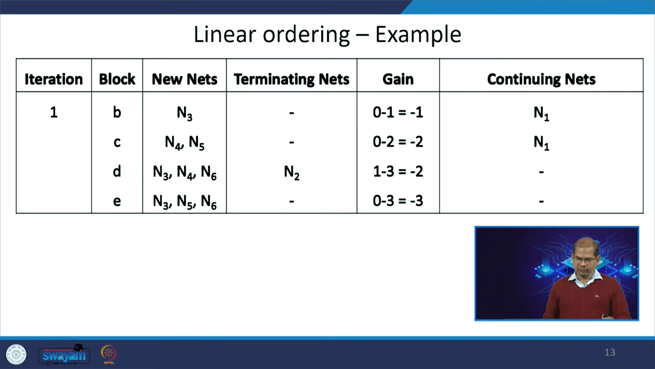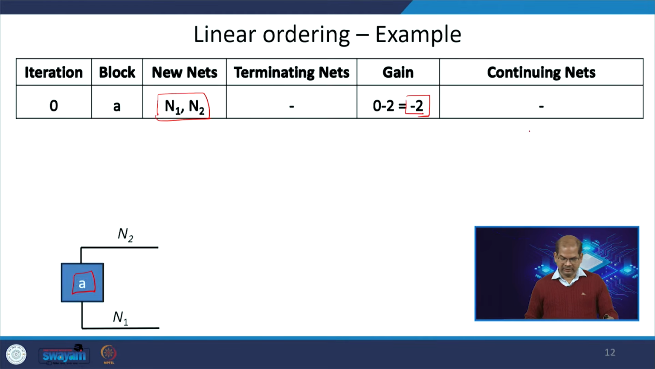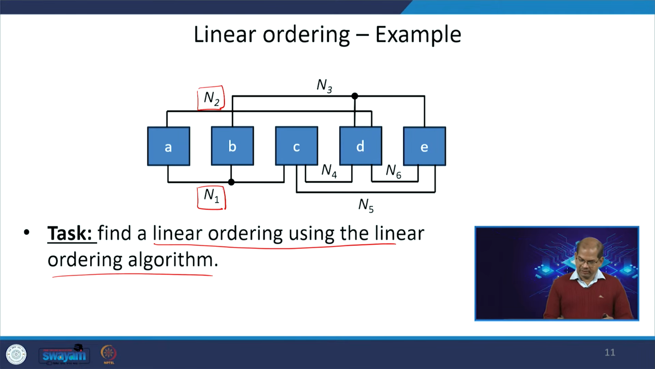Then I will look into if I place my next block B after A. So, what are my new nets? If I place the block B after A, the N3 is my new net and my gain is basically minus 1 and my continuing net is N1. Let us go and check that diagram. If B will be placed here, then N1 is my continuing net.